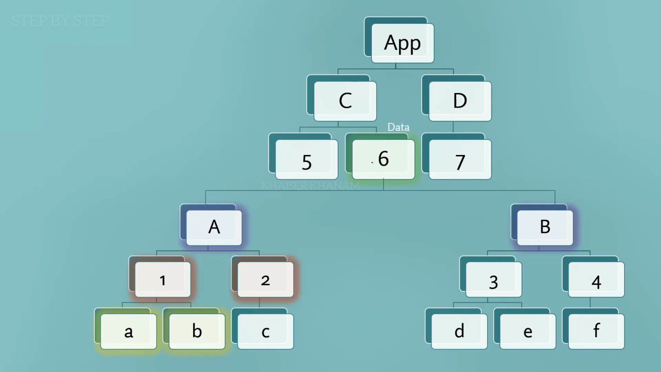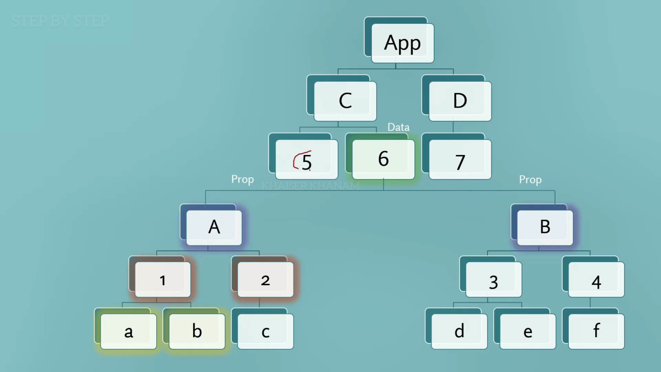Once the data is stored inside this component 6, then I can send data to component A and component B because component 6 is the parent. So I can send the data here. Now what happens? My requirement keeps changing and changing.